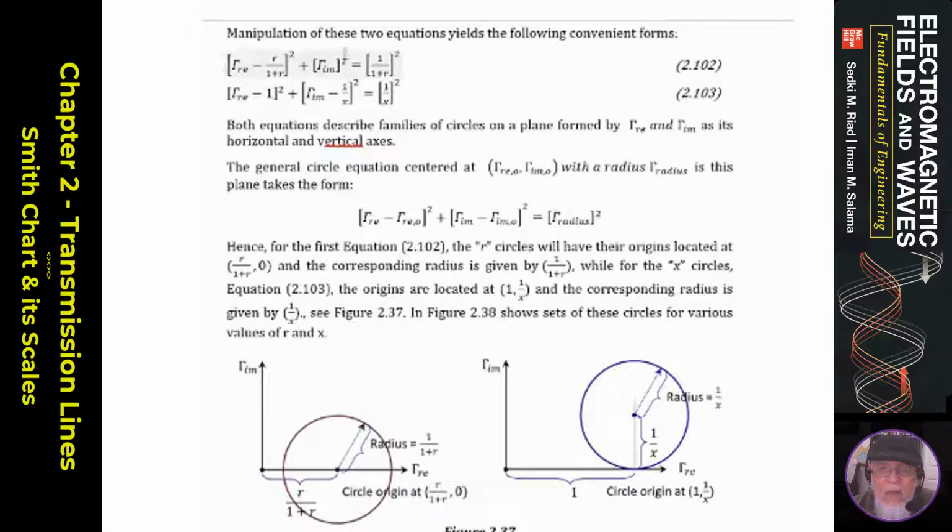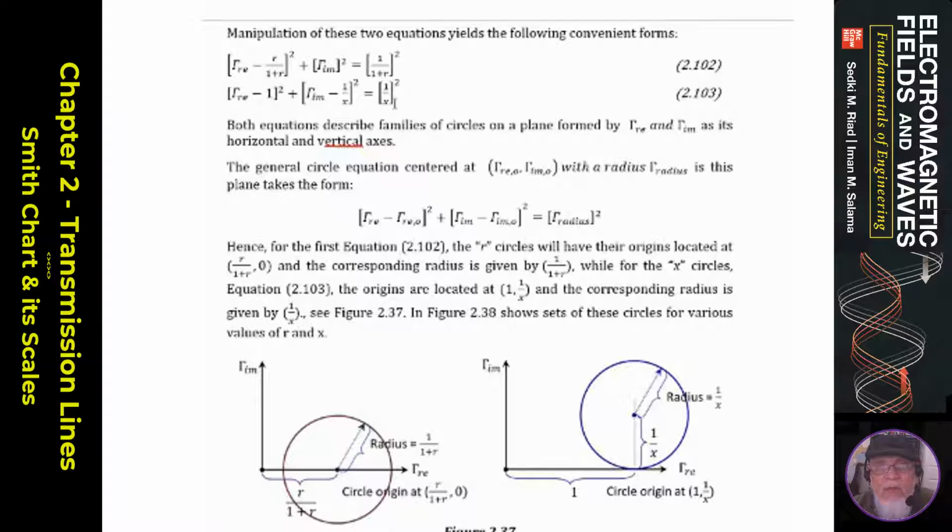Let's look at the top equation here. Gamma real minus some shift on the gamma real axis is going to be the location of the center of the circle. Here it is. The shift is r over 1 plus r. That's the displacement on the horizontal axis. On the vertical axis, there is no shift, so the center is right there on the gamma real axis. That's the center of the circle.